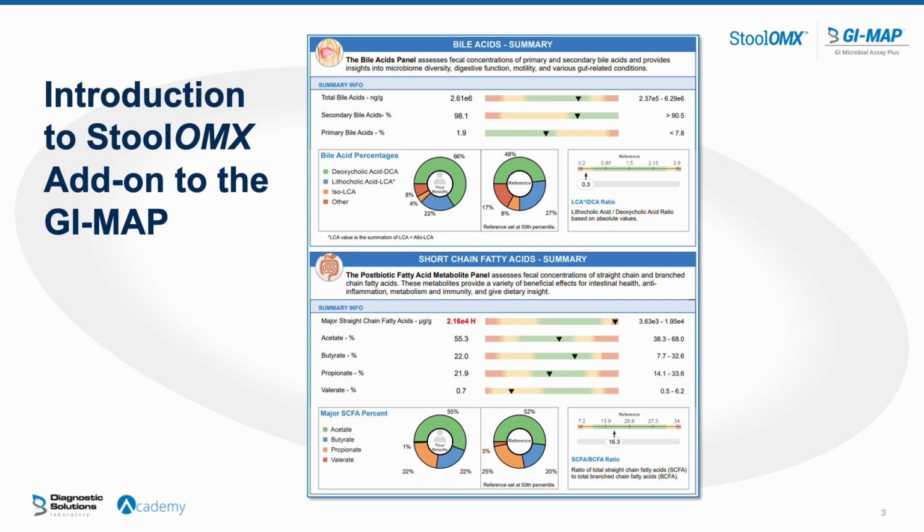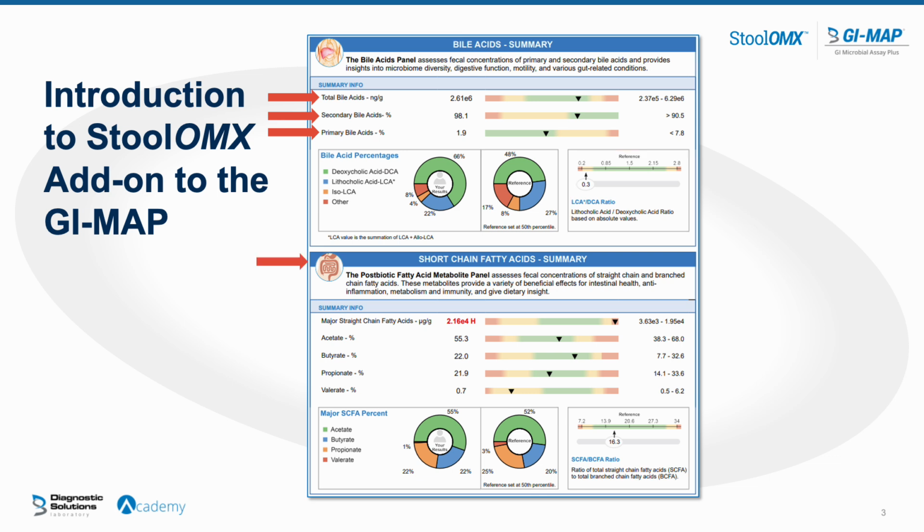Page 1 of this 3-page add-on starts with a summary page, and you can gain a ton of information from just this page alone. You get the total quantity of bile acids, the percentages of primary and secondary bile acids. The donut chart below shows the percentages of the main secondary bile acids. To the right of that, we have the LCA to DCA ratio.